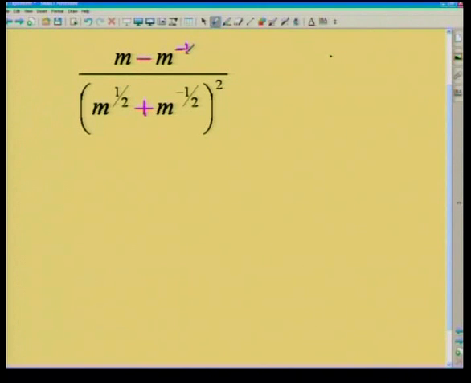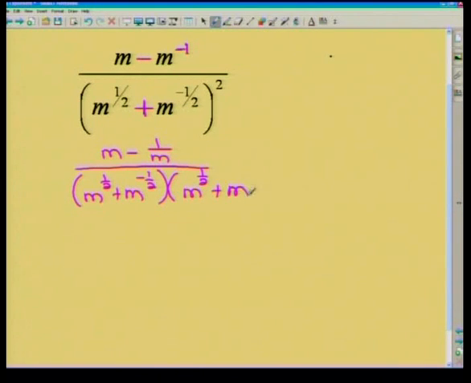I think I took that up a little bit too high, so let's just bring it down. Now over here, I see I've got a negative exponent. So the first thing I'm going to do is I'm going to go m minus 1 over m. Now at the bottom here, I've got a square, which means I've got m to the half plus m to the minus a half times m to the half plus m to the minus half. I'm doing this deliberately because this helps you to see that in actual fact, we're going to times our firsts, then we're going to times our outers, then our inners, and then our lasts.